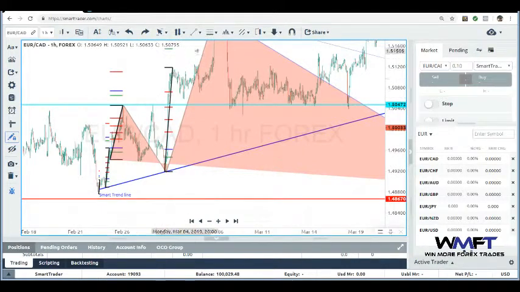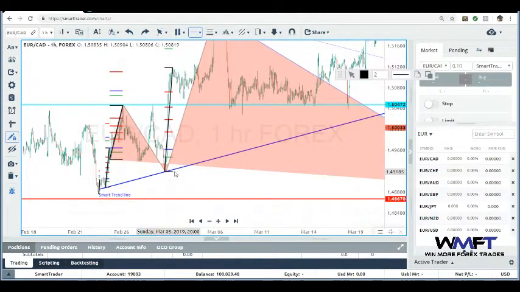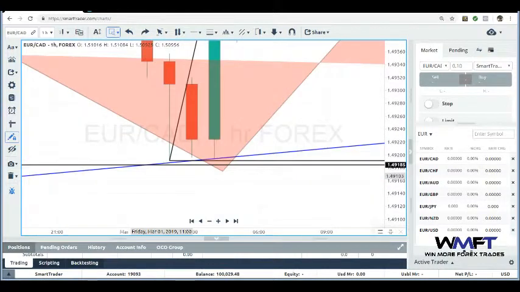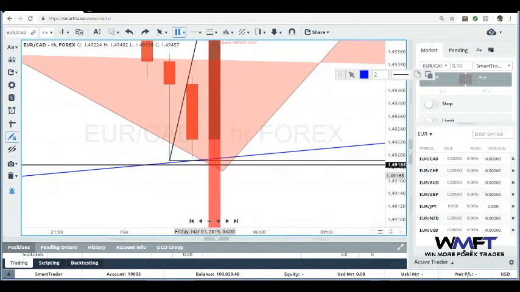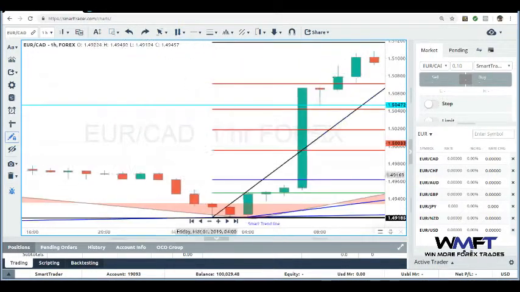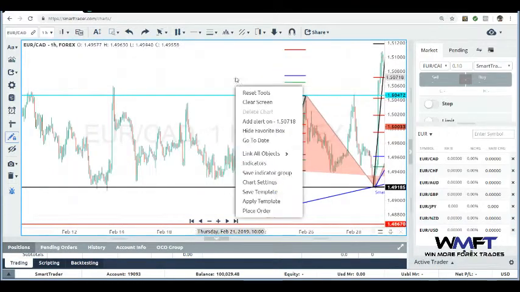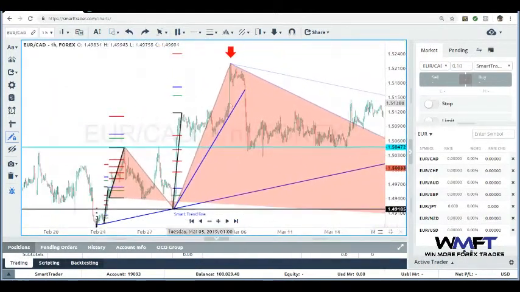So let me go ahead and get everything back together and clean it all up again, because everything just messed up. So we bring in our smart trend line at that low. Reset. Alright, so now this is why I am selling the market.